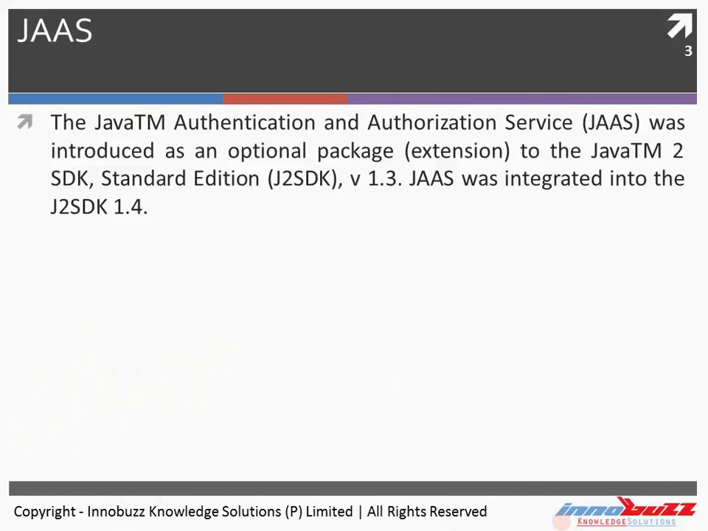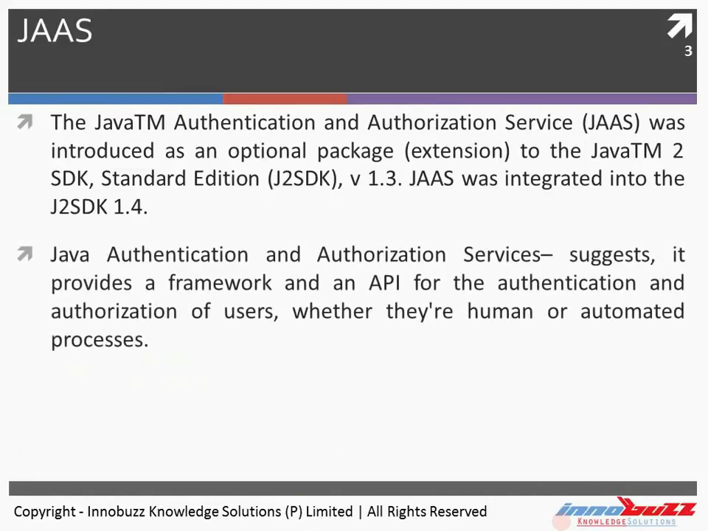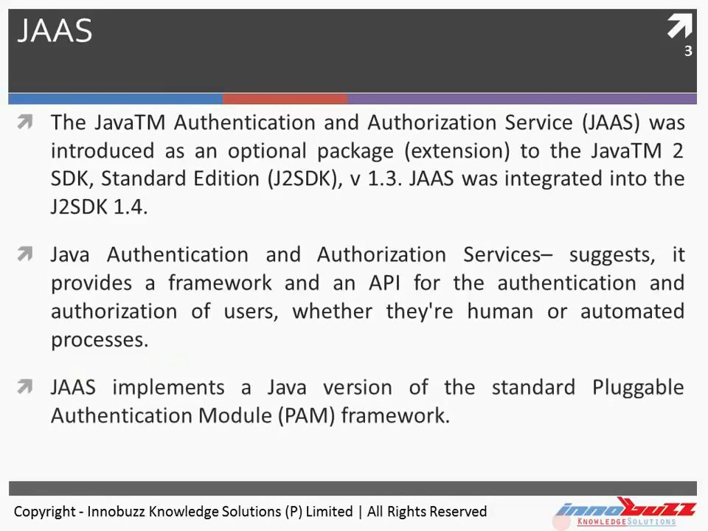The Java Authentication and Authorization Service was introduced as an optional package to the Java 2 SDK, Standard Edition 1.3. JAS was integrated into J2SDK 1.4. Java Authentication and Authorization Services provides a framework and an API for the authentication and authorization of users, whether they are human or automated processes. JAS implements a Java version of the standard Pluggable Authentication Module framework.